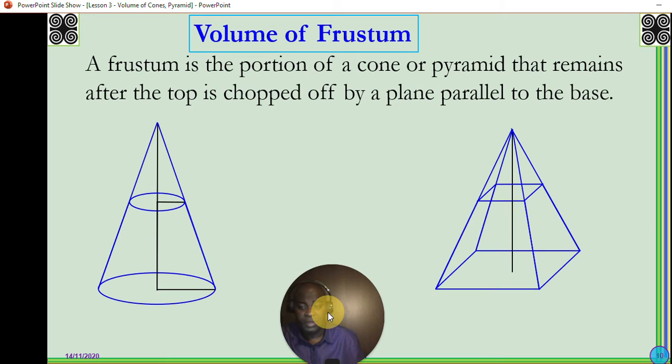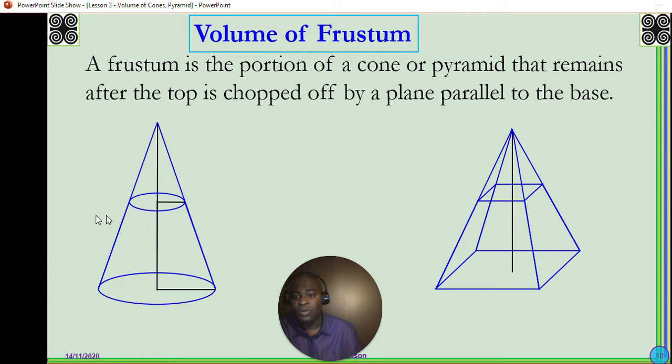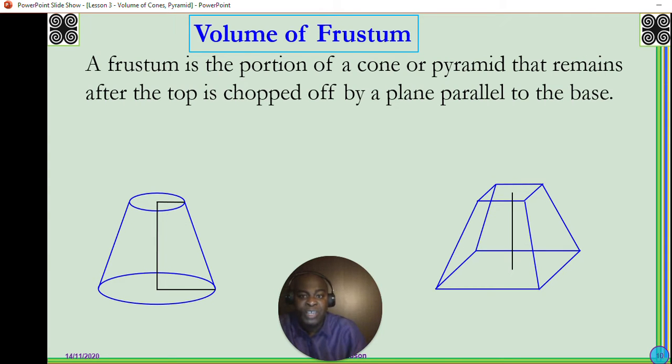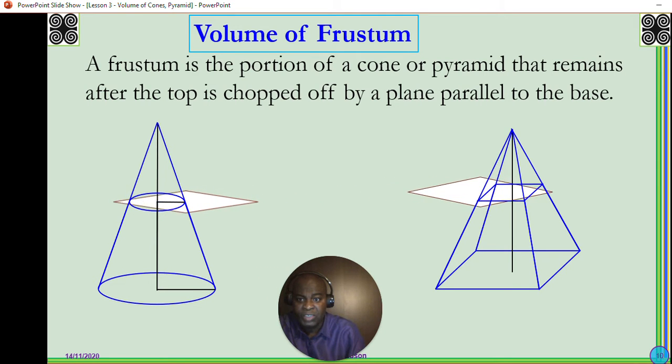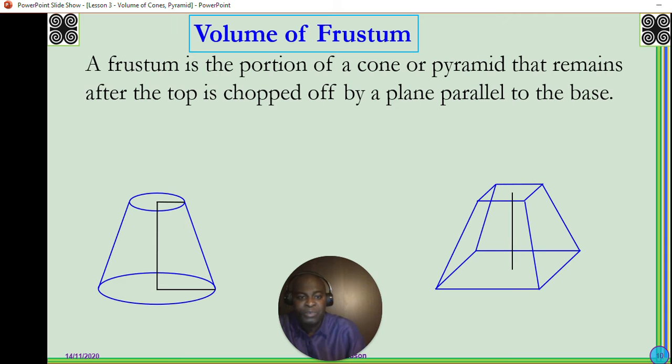I have a cone and a pyramid. I'm going to chop off the top. See that the plane cut off. Whatever it remains is the frustum. That's what the definition is talking about. We had the original shape. We cut off by a plane parallel to the base. So that's the plane parallel to the base. Chop it off. Whatever remains, that is our frustum. So you could have a frustum from a pyramid and a frustum from a cone.